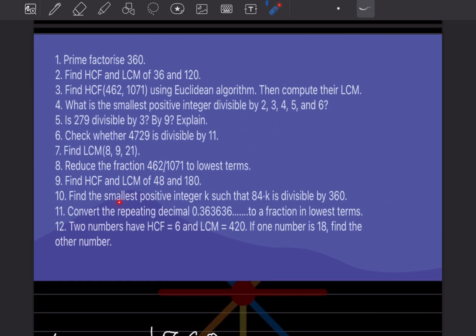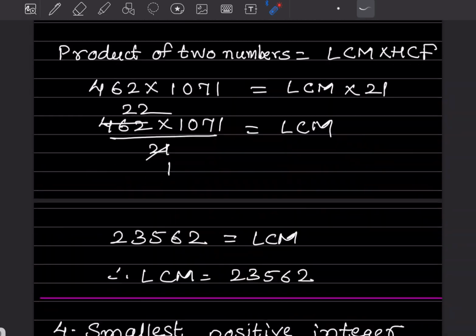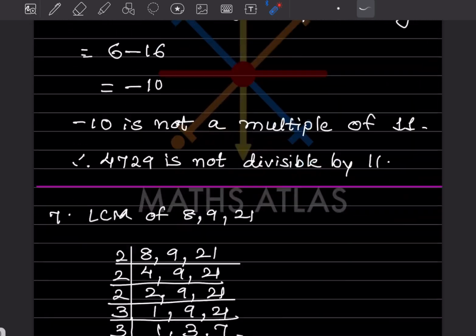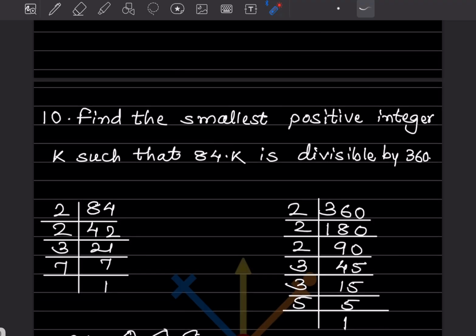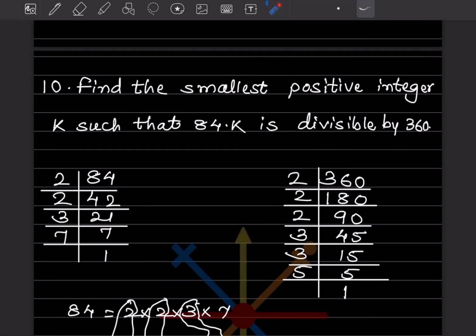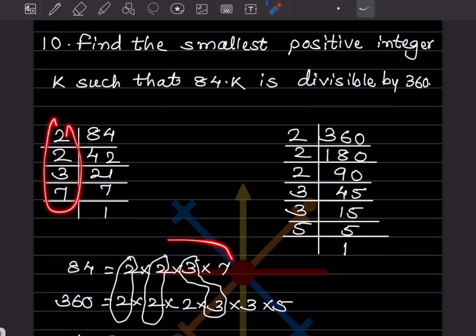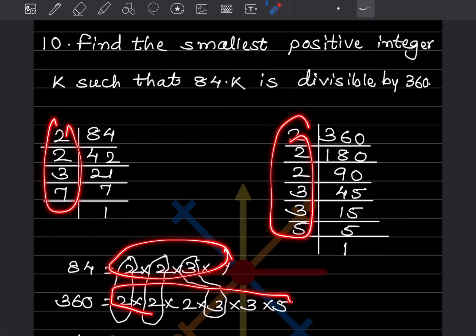So now you have to find the smallest positive integer k such that 84 into k is divisible by 360. So same thing is written over here. So what will you do? We'll take the factors of 84. So 2 42s are, 2 21s are. So this will be by 3 7s are and 7 1s are. Again for 360, 2 180, 2 90, 2 45s are, 3 15s are, 3 5s are, and this will be 5 1s are. These are the factors of 84 and these are the factors for 360.